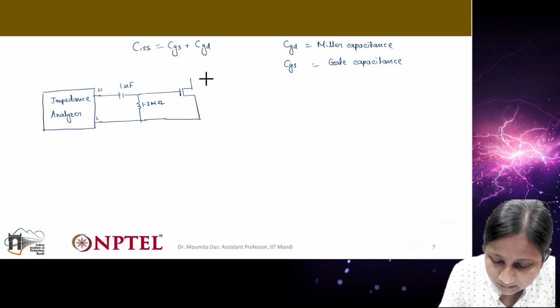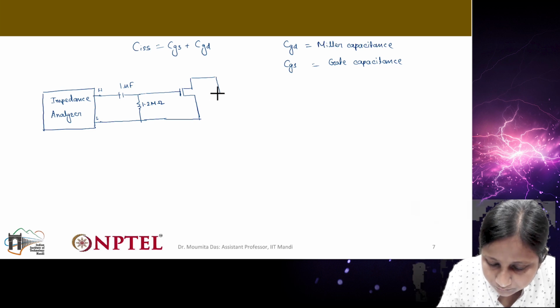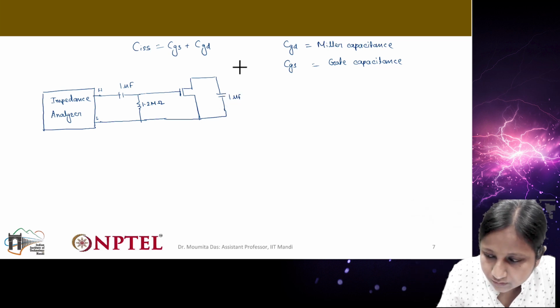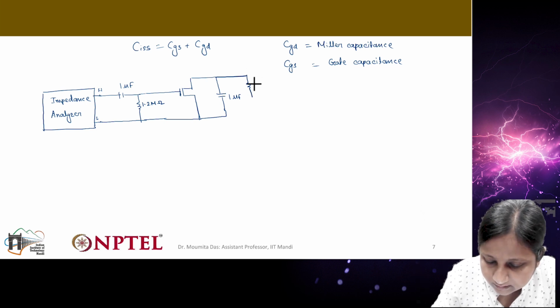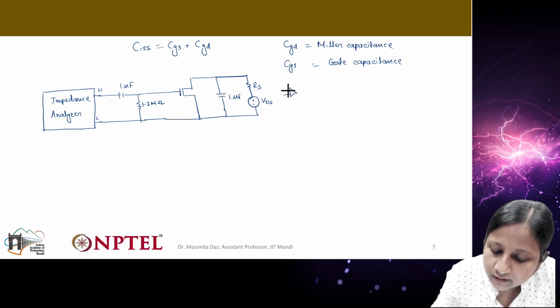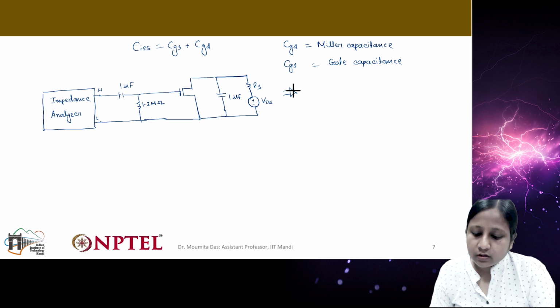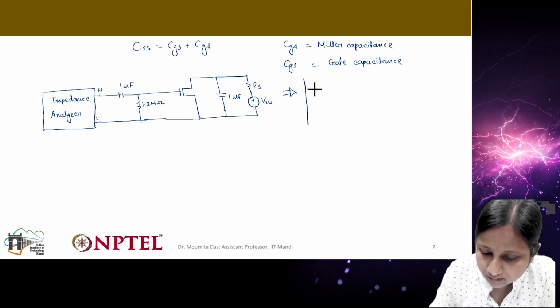Now the drain will be connected to a 1 microfarad capacitance, which will be connected to one resistance Rs, and that will be connected to VDS. Now the equivalent diagram with respect to the different impedances will look like this.